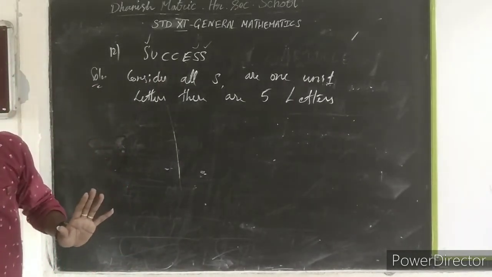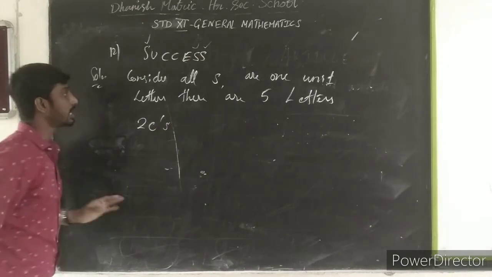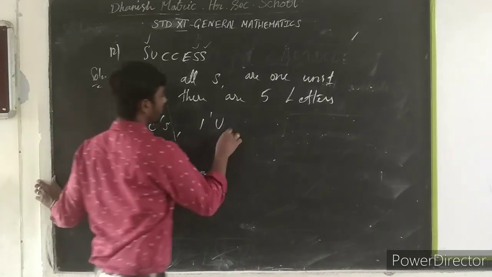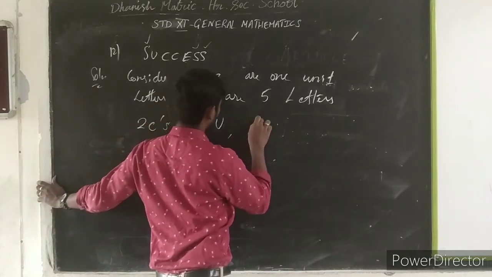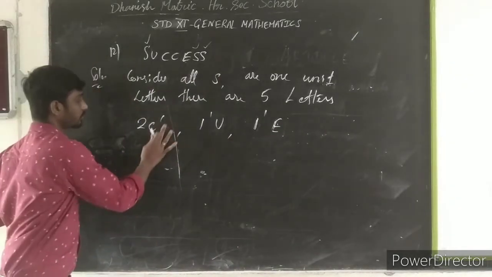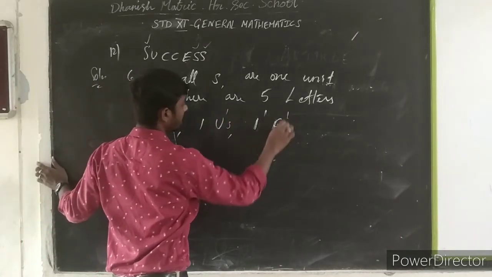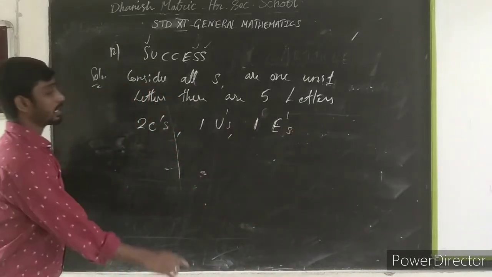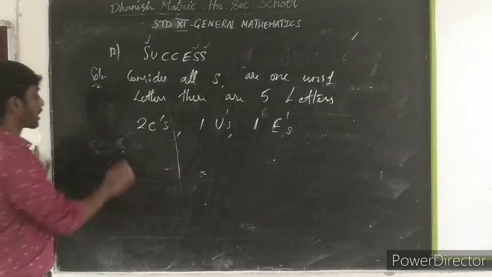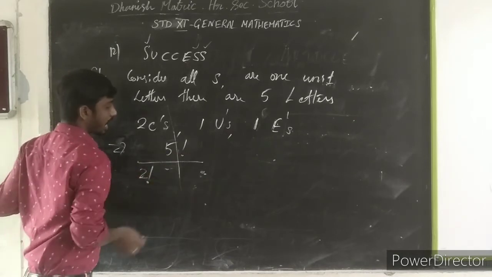Now we are going to write it like this. Containing 2 C's. How many C's here? 2 C's, then 1 U and 1 E. So how many letters here? They are considered as 2 C's, 1 U and 1 E. So now we arrange the factorial like this. The total number of letters will be 5 factorial, divided by 2 factorial for the C's, and 1 factorial.